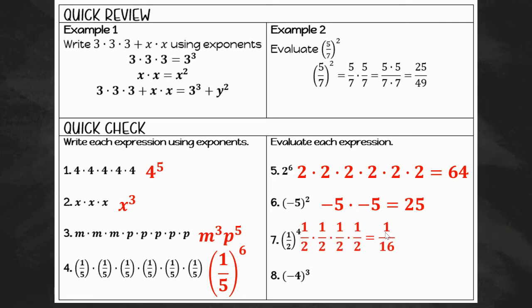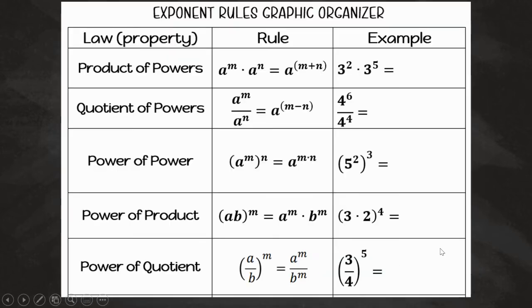1/2 to the 4th power is going to be 1 to the 16th power, or 1/16th, goodness. And negative 4 to the 3rd power is negative 4 times negative 4 times negative 4, which is equal to negative 64. Because yes, a negative times a negative makes a positive, but then when I have a positive times a negative, I end up back with a negative.